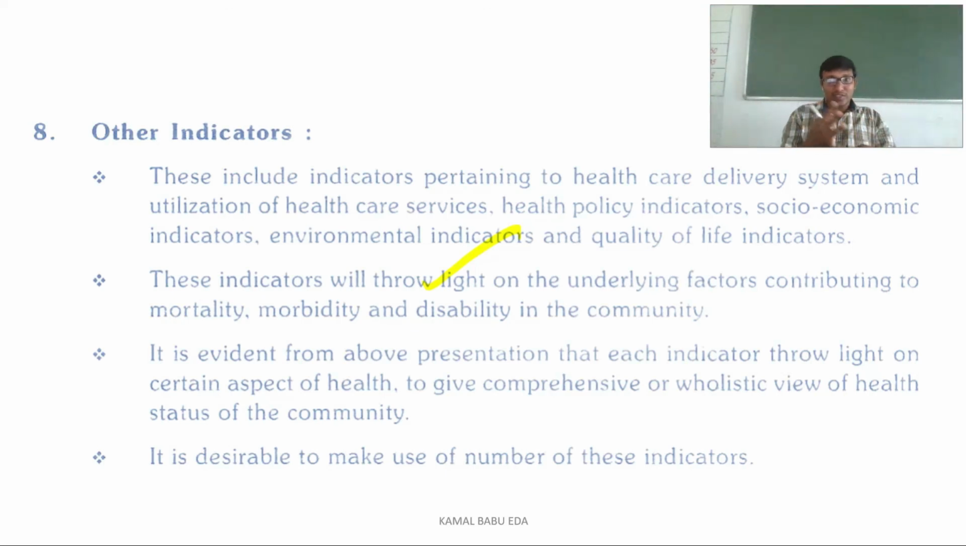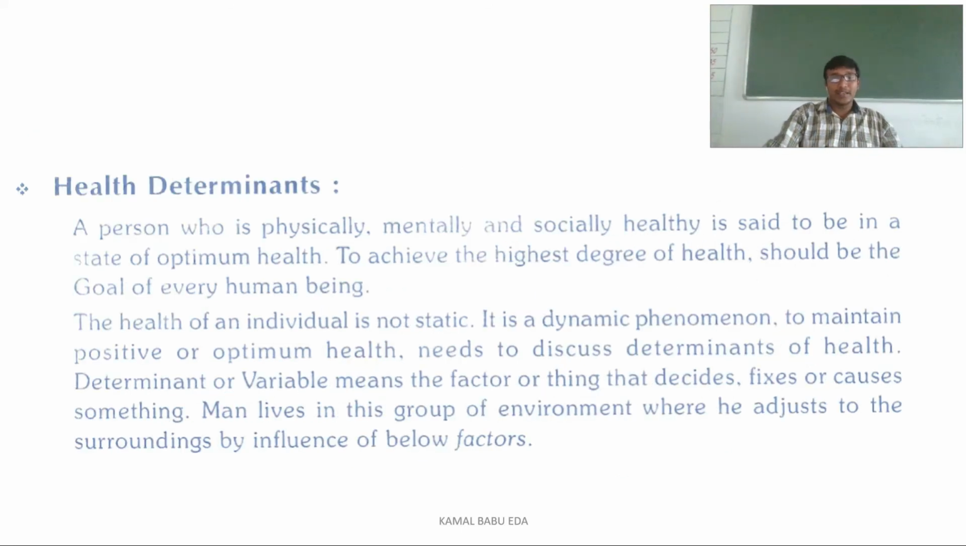So whenever you focus on the health policy indicators or socio-economic indicators, environmental indicators, and other types of indicators that we have discussed, mortality, morbidity, utilization, all these things, you can have an understanding ability. Because of these factors only, mortality is increasing, morbidity is increasing, disability in the community is increasing. So what you will do, you will formulate a set of new principles, new services, and you will give them to the society. So it is evident from the presentation that each indicator will throw light on a certain aspect of health. So it is mainly giving us a comprehensive or holistic view of the health status of the community, and it is very desirable to make use of a number of these indicators.